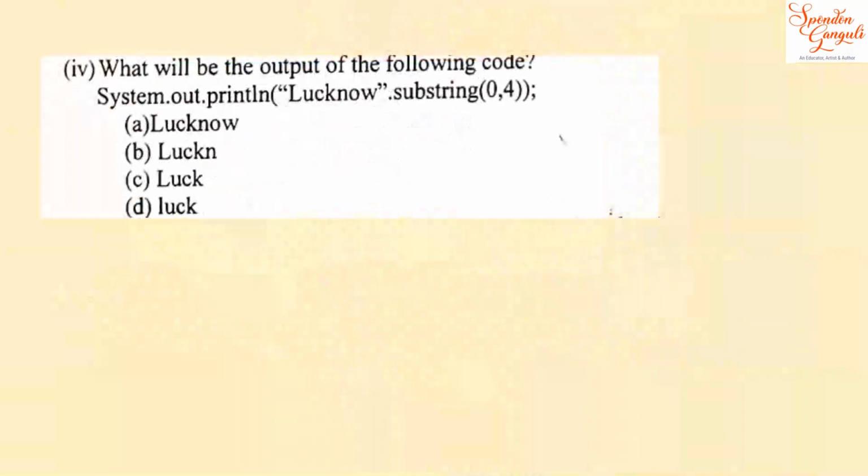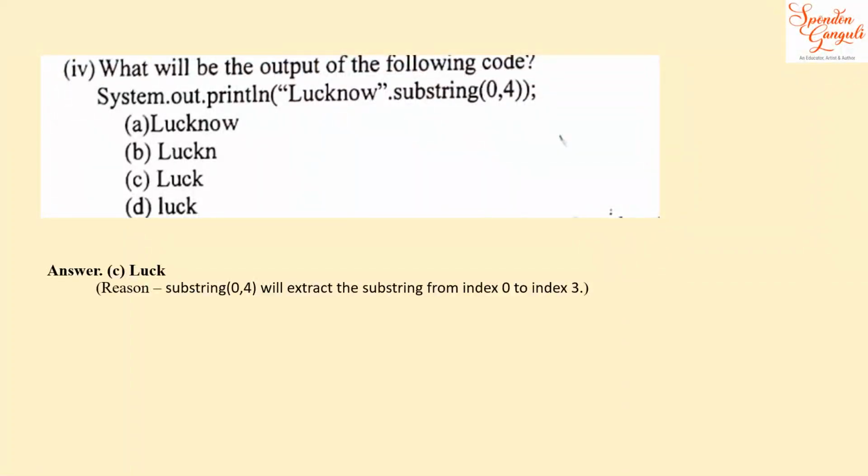Next question. What will be the output of the following code? System.out.println "Lucknow".substring(0, 4). The options are Lucknow, Luckn, Luck and luck in small letters. Now substring(A, B) extracts characters from index A to B minus 1. Thus, the substring(0, 4) will extract the characters from index 0 to index 3. Hence, the answer is option C.